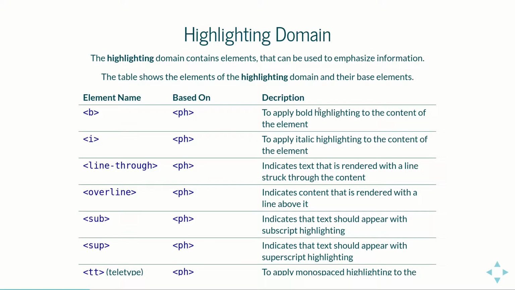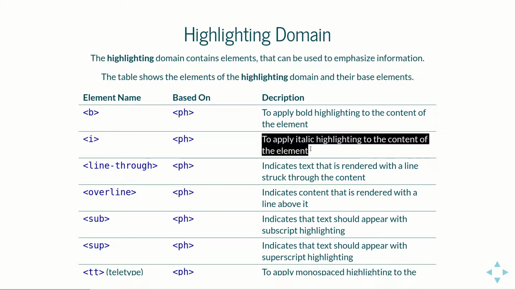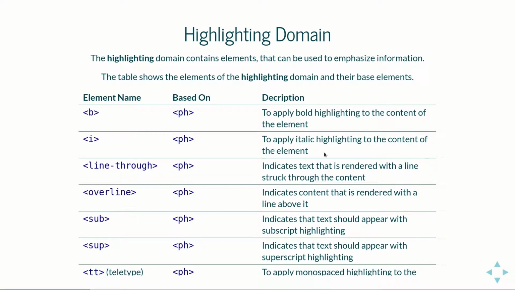To get a little bit more specific, so how does a domain look like? There's a domain, for example, called highlighting. A highlighting domain contains elements for highlighting text. For example, there's a B element, and the content of the B element is usually rendered with bold text, or there's an I element containing text which is rendered with an italic style.